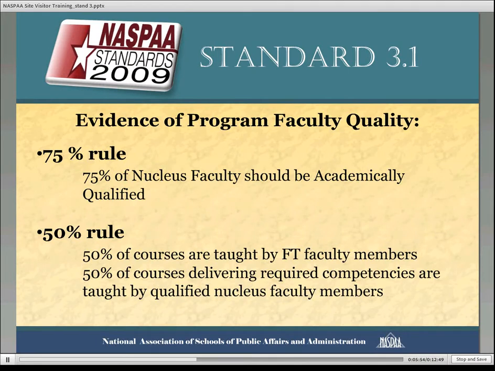All program courses: 50% are to be taught by full-time faculty members. And those that have required competencies, 50% are taught by nucleus faculty members. So those are the distinctions that COPRA will be using to identify whether or not there's evidence of program faculty quality. And this is the standard by which is used to identify whether or not qualified program faculty are utilized within the program.